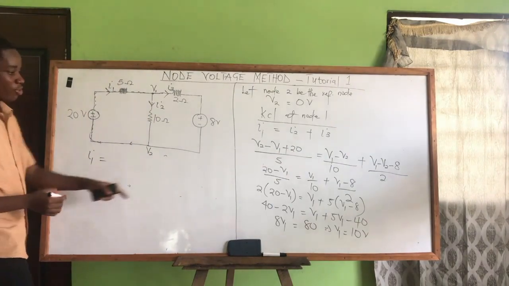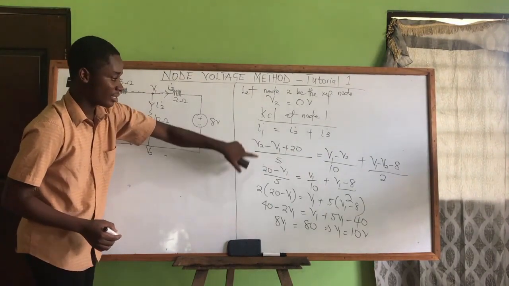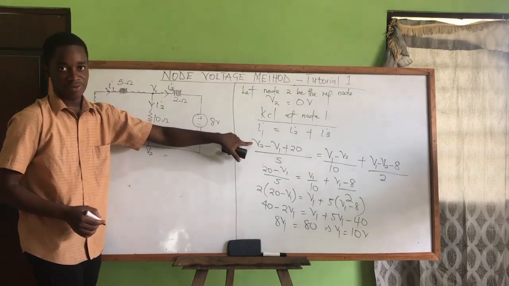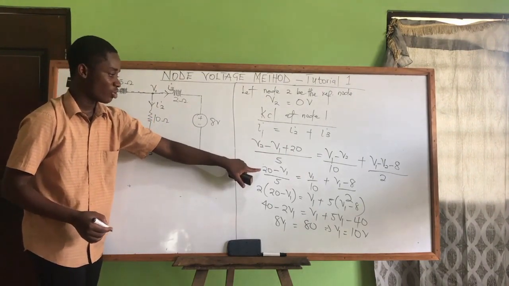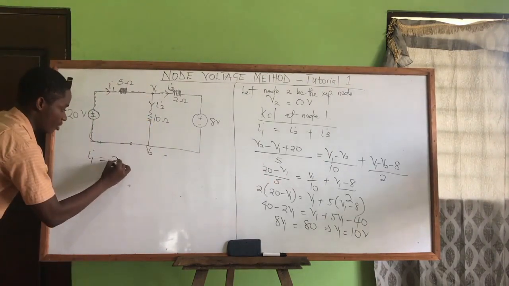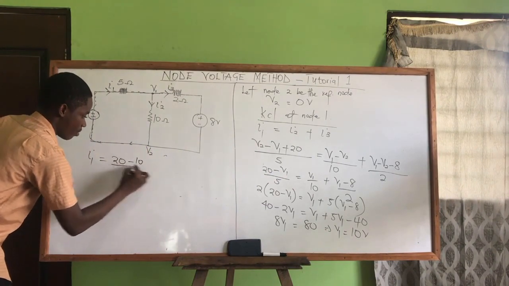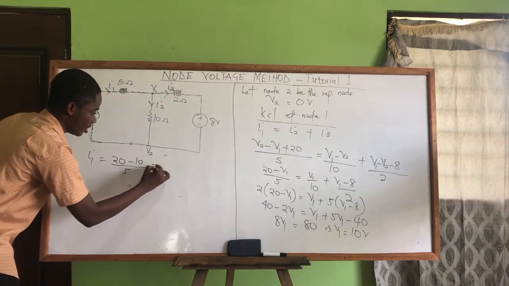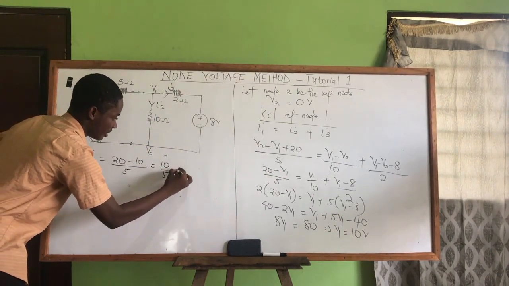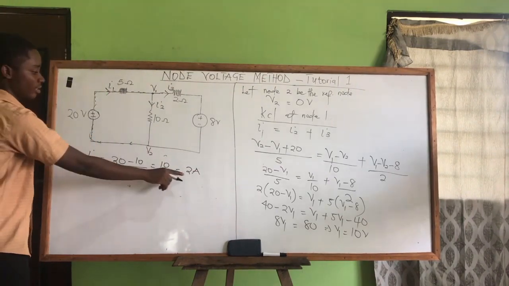So we can calculate I1. I1 is equal to what? We can use this expression because this is the simplified version of this one. So I1 is 20 minus V1 over 5. So we have 20 minus V1, which is 10, over 5. This gives us 10 over 5, which is 2 amperes. So the current I1 is 2.